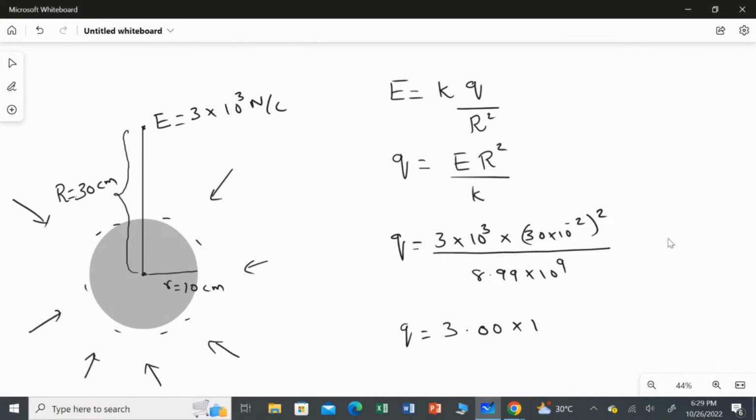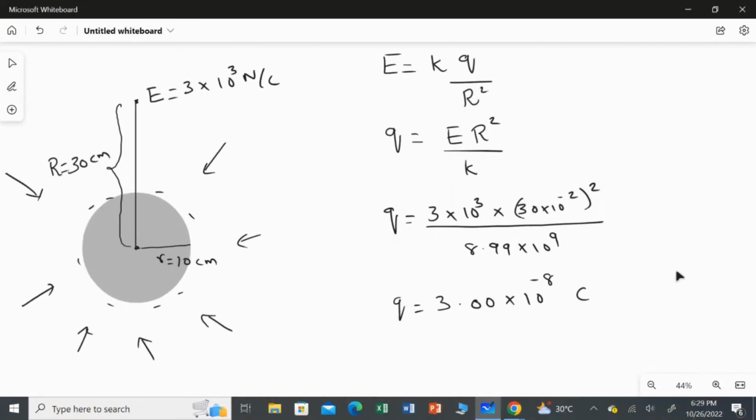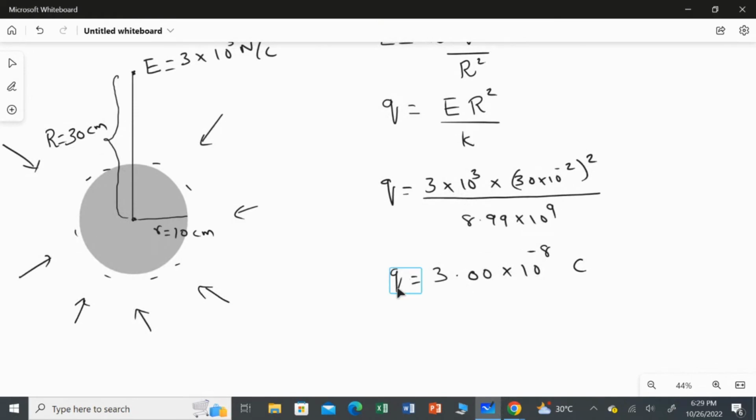3.00 multiplied by 10 to the power of minus 8. And what's the unit for the charge? The unit for the charge is coulomb. But now we have to mention what should be the value of the charge.